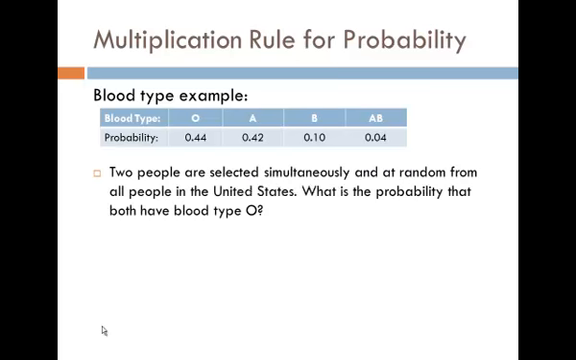All right, 2 people are selected simultaneously, so we're picking 2 people at random from all people in the United States. What is the probability that both of them have type O? So the probability that the first person has type O and the second person has type O. Now, do we expect this to be independent? In other words, is the selection of the first person with type O going to affect or not affect the probability of the second person?